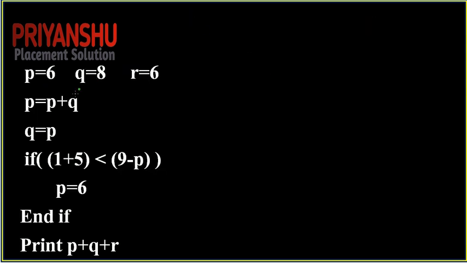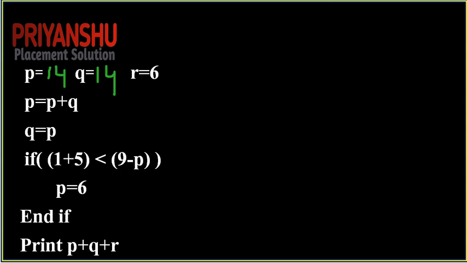So let's discuss this last question, friends. p equal to 6, q equal to 8 and r equal to 6. Then p equal to p plus q. p equal to, friends, p plus q means 14, right? So let's change this to 14. Next is q equal to p. q equal to p means the value of p is 14, so q is also 14.